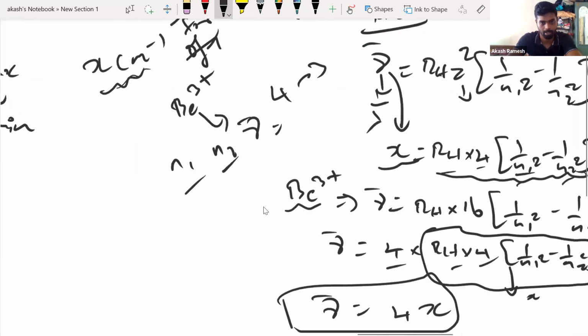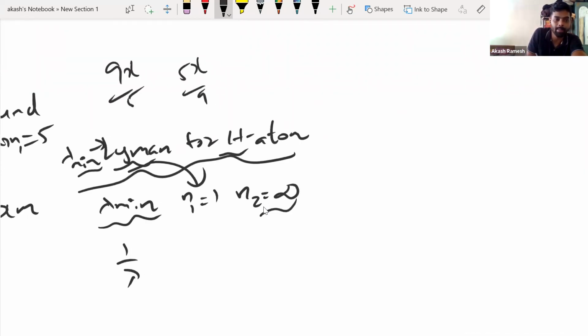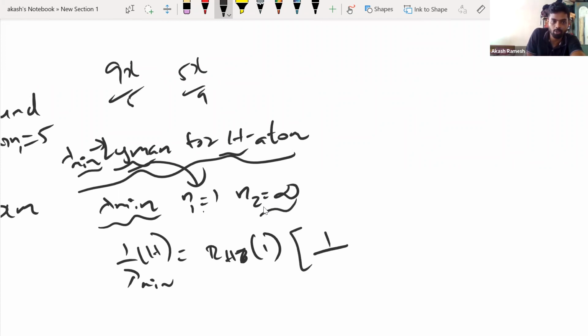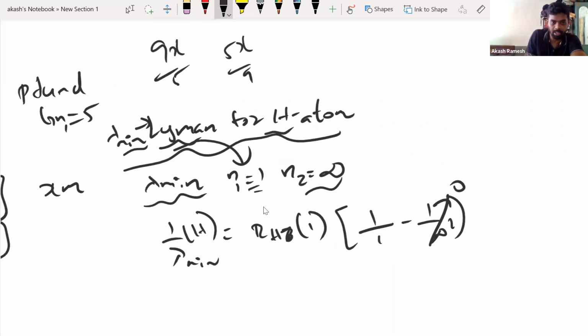Okay, yeah, you're doing it correctly. Fine, right. So for 1 by lambda minimum, and we are doing it for hydrogen, it is equal to RH Z squared. Z squared is 1, right? Because hydrogen's atomic number is 1, into 1 by N1 squared. N1, I know, is Lyman series, 1 by 1 minus 1 by infinity squared, which is going to become 0. No issues, right? Now I have 1 by lambda minimum is nothing but RH.